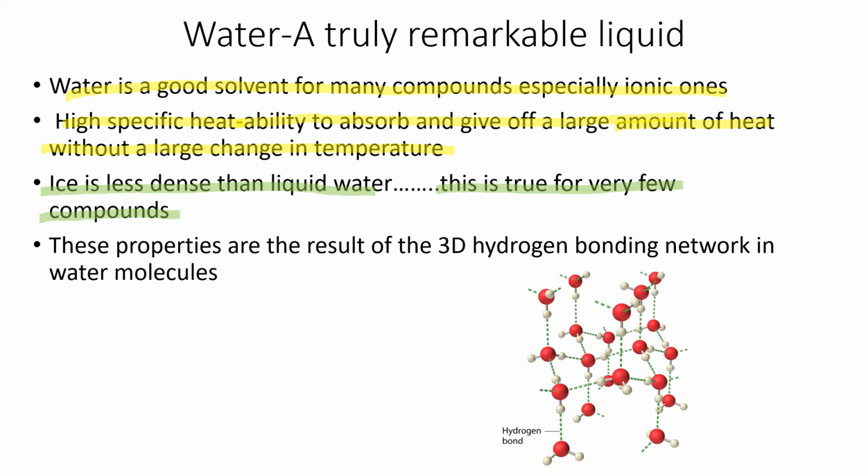So the fact that ice is less dense than liquid water, we kind of take for granted. That's a really important feature of water. And all of these properties that we just talked about with water, almost all of them have to do with the three-dimensional hydrogen bonding network in water molecules. Water molecules are one of the best molecules at hydrogen bonding. We know hydrogen bonding is a very strong intermolecular force, and that specific three-dimensional arrangement is what gives us a lot of these properties of water that we're used to seeing.